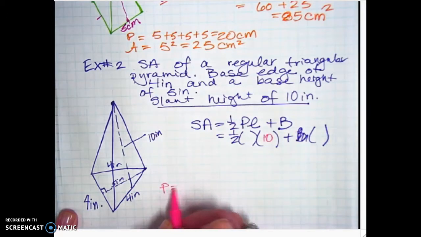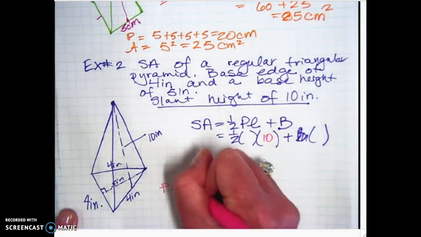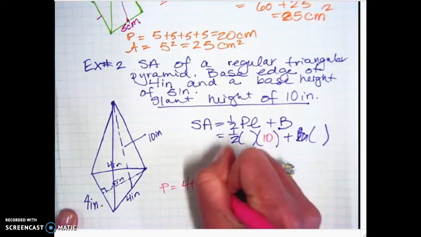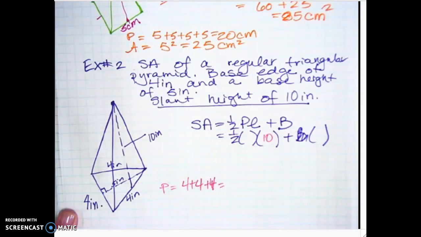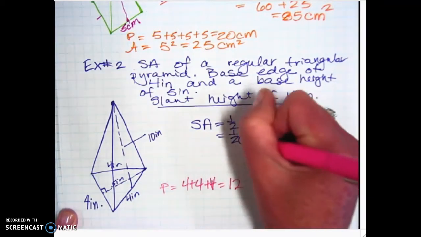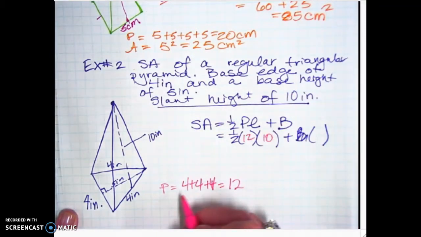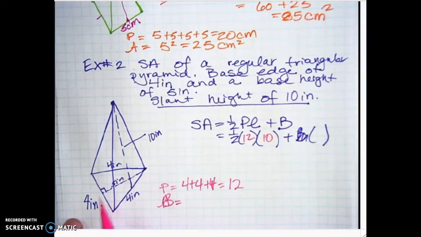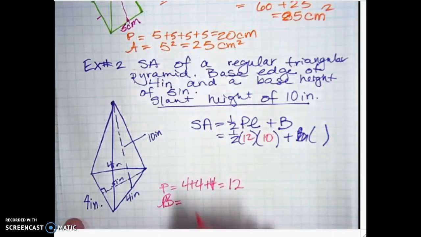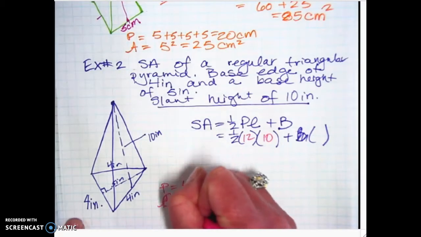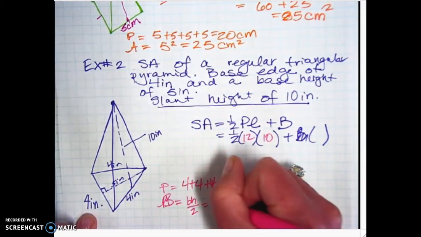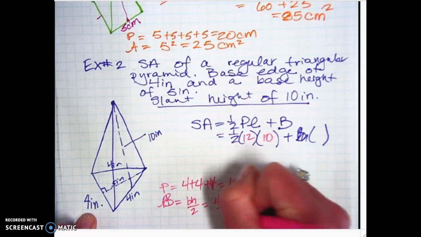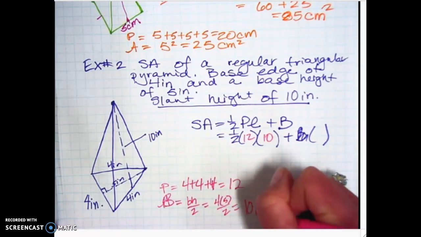So perimeter of that triangle is going to be 4 plus 4 plus 4. What's that? It's going to be 12, right? 12 is going to get us our perimeter. And the area of that base is this triangle down here. What's the area formula for a triangle? Right? Base times height divided by 2, right? So we've got 4 and 5 divided by 2. So you should get 10 inches squared.